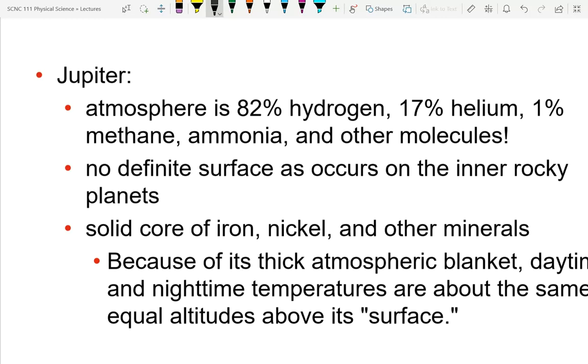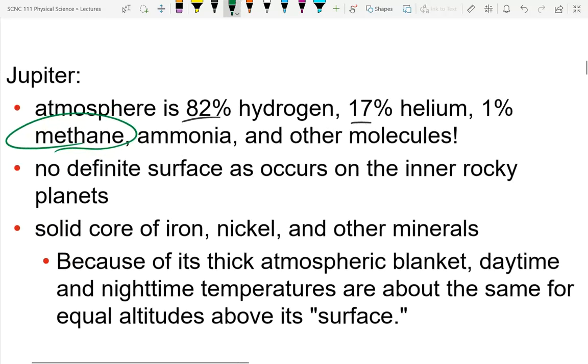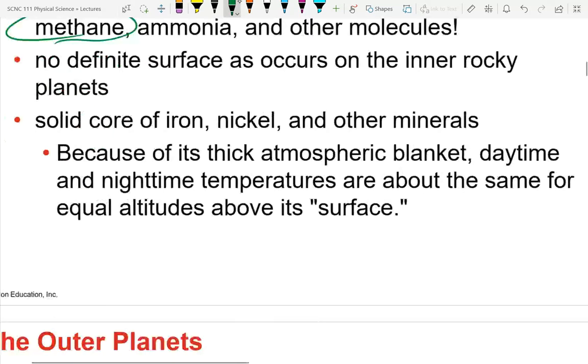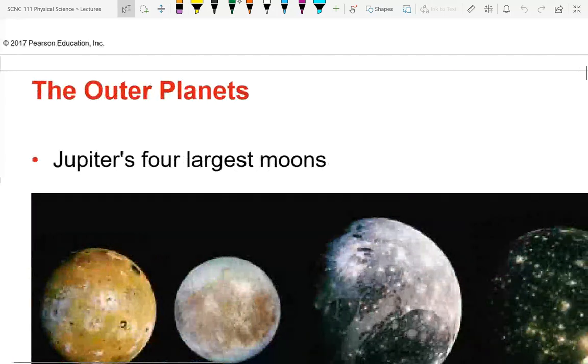So 82% hydrogen, 17% helium, because helium is the second most common element. These are not the actual ratios in the universe, but they're the most common elements, and they're most common here as well. Methane, ammonia, and other molecules make up the rest. The color comes from the methane. Because of its thick atmosphere, there's no daytime, nighttime temperature variation.